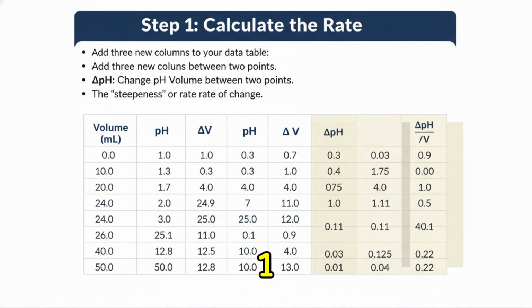Step 1. Calculate the changes. We add 3 new columns to our table. Delta pH, which is the change in pH between readings. Delta V, the change in volume. And finally, the most important column, the ratio of delta pH divided by delta V. This ratio represents the steepness of our graph at each point.